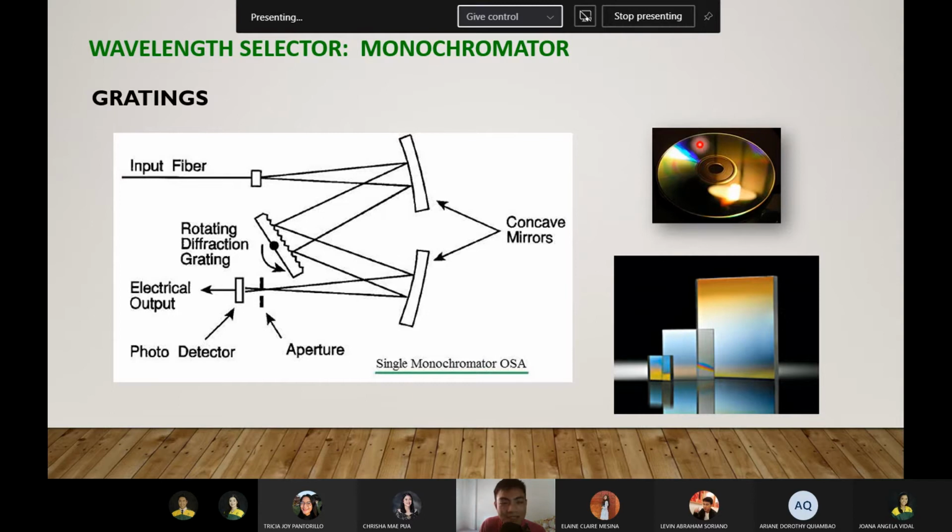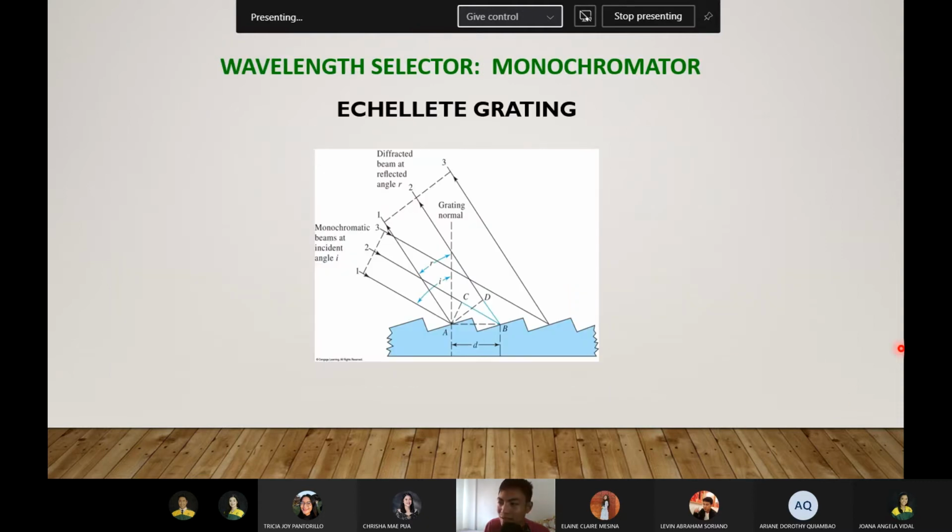So you can actually use a CD as your wavelength selector. My chemistry professor, Sir CJ, did this for his master's thesis. He made a low-cost spectrophotometer. The wavelength selector he used was a CD. And it was effective, his study was good. So as undergrads, we made things like this. It was enjoyable too. Okay, so that's the idea of a grating.